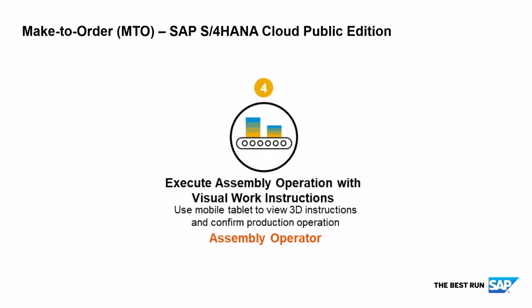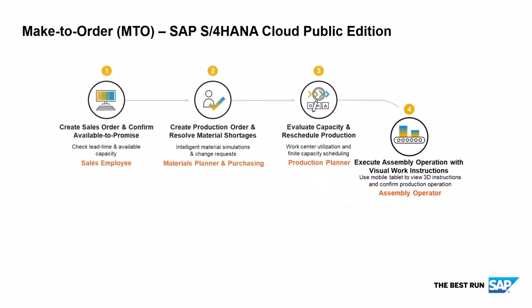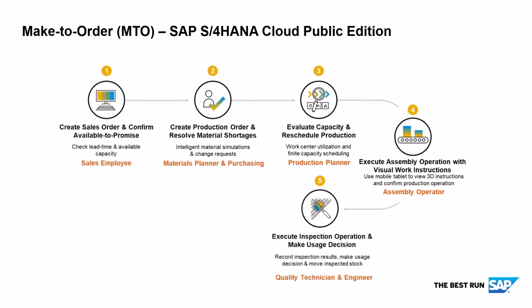So the assembly operator has now finished his assembly operation and viewed his work instructions. Let's move on to the next operation, where we have a quality technician who's going to carry out the inspection, record some inspection results. And then he passes on to the quality engineer, who's going to make a usage decision and move the inspection stock from quality to unrestricted stock.